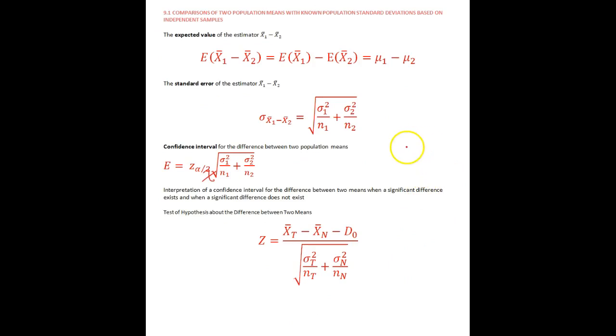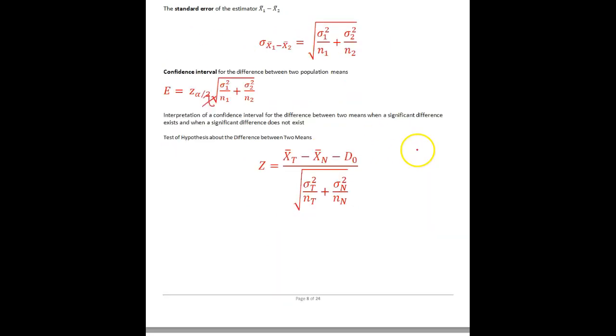Then there's our test statistic. Z is equal to X bar 1 minus X bar 2. Those letters don't really matter. It's just signifying the first and the second.